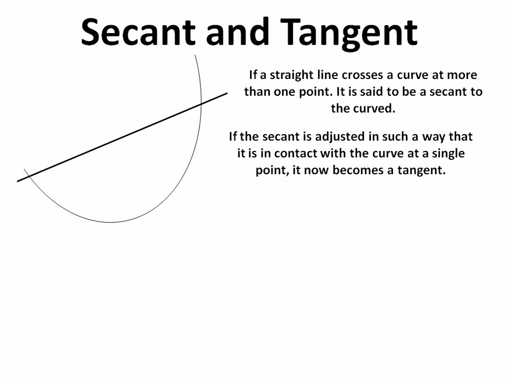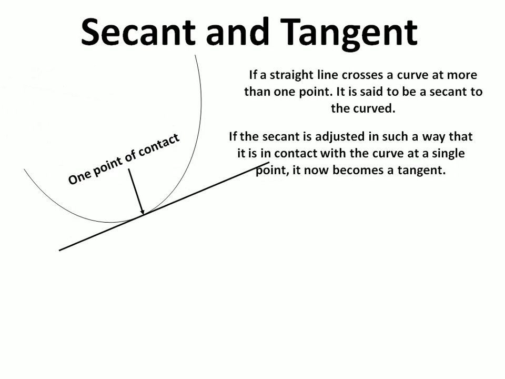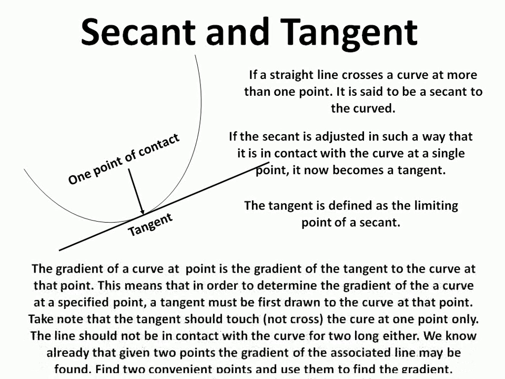So we're going to see the secant now being adjusted so that it has only 1 point of contact. So that single point of contact is called a point of tangency. So that line becomes a tangent. The tangent is defined as the limiting position of the secant. That means the secant can go no further. If it goes beyond becoming a tangent, it is no longer in contact with the curve, and we know that it is no secant at all.